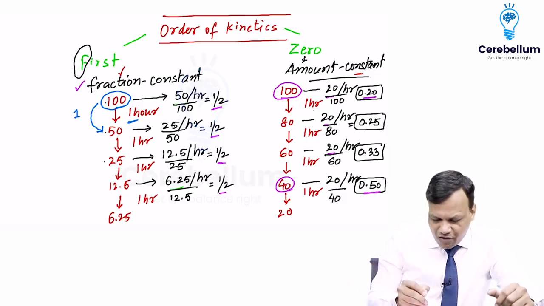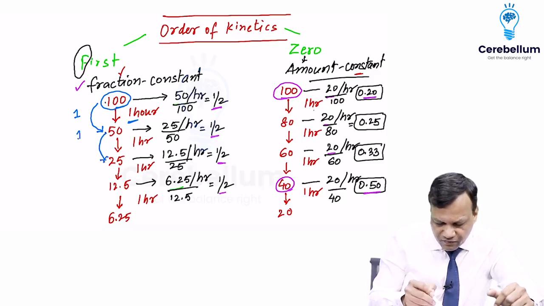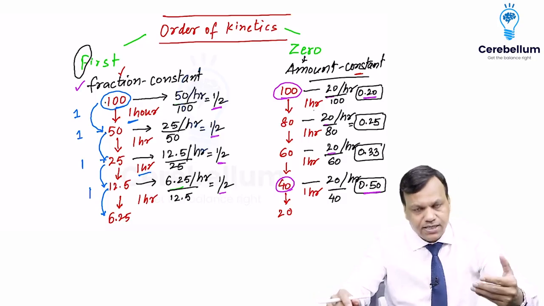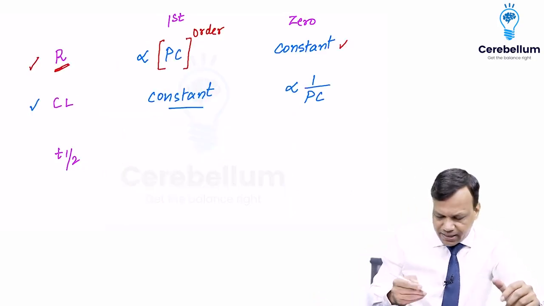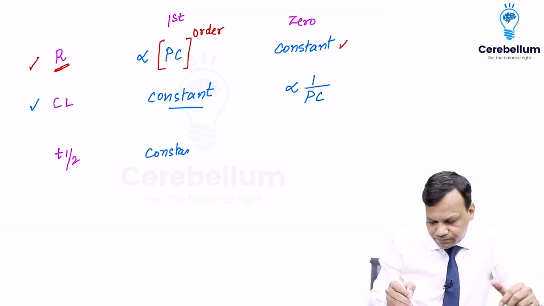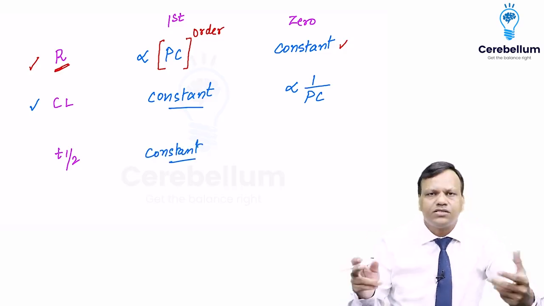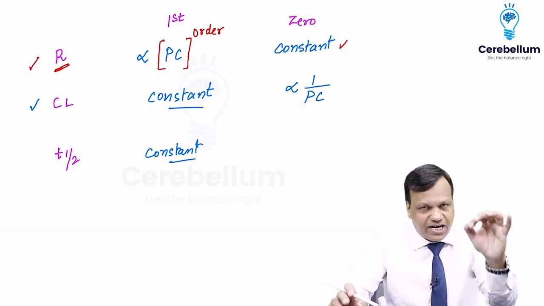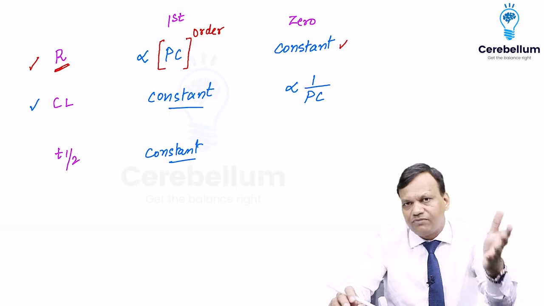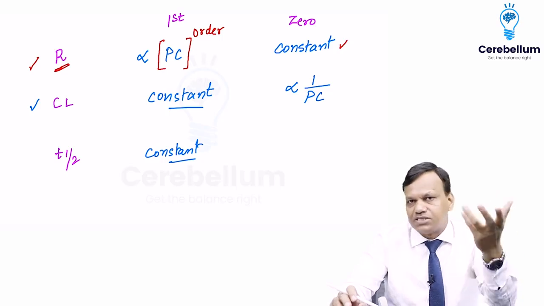Then half of 50 is 25. So how much time does it take from 50 to 25? Again 1 hour. From 25 to 12.5, again 1 hour. 12.5 to 6.25, again 1 hour. So what we noted is, half-life is constant in the case of first order kinetics. This is logical also. We know that the fraction is constant, so 50% will also be constant. So the same time will be taken to make 50%, that means half.